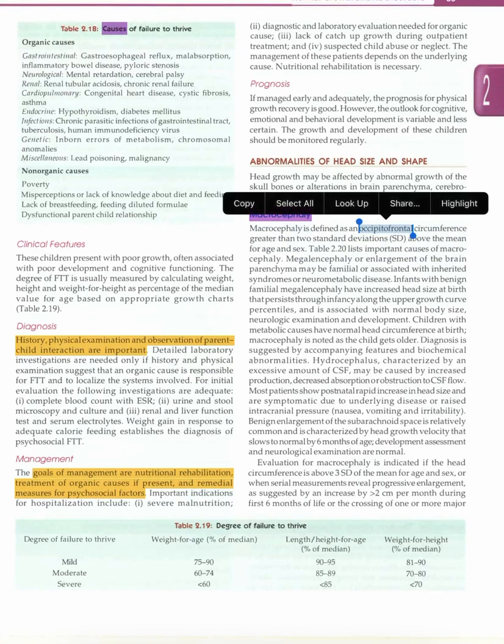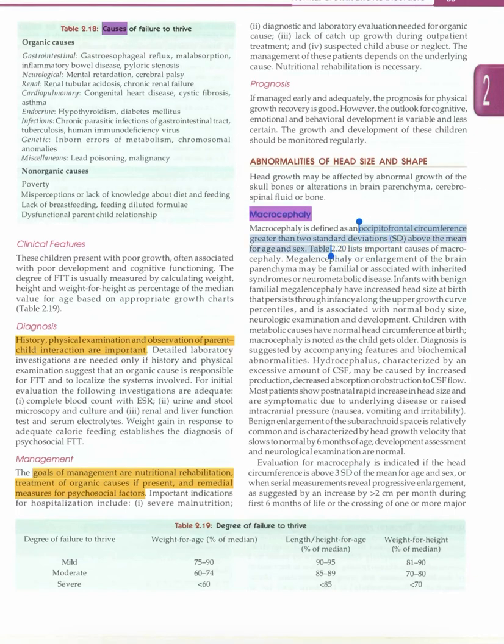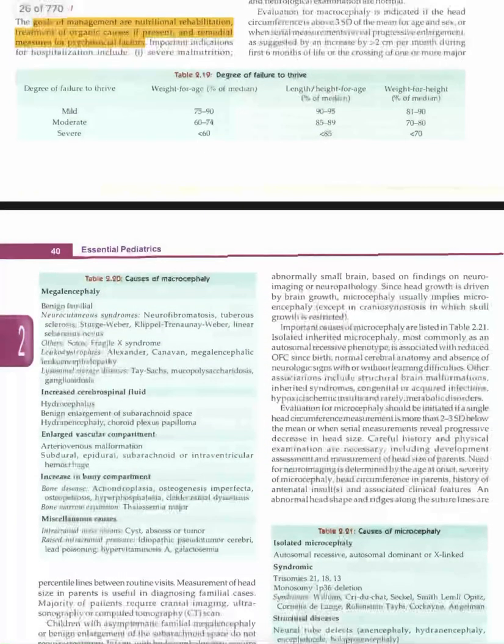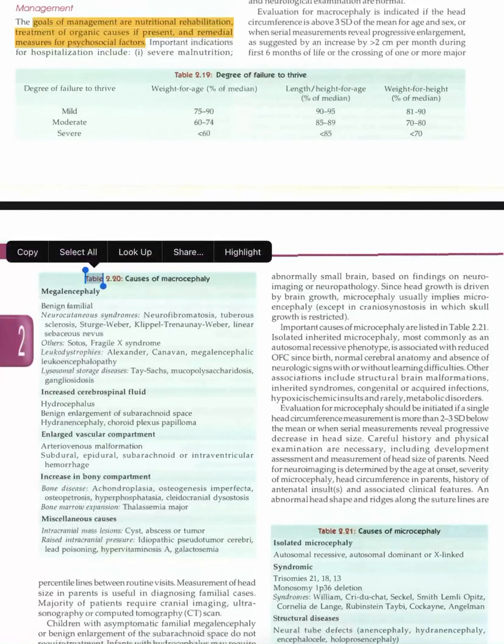Macrocephaly is also an important topic. Definition: occipitofrontal circumference greater than 2 standard deviations above the mean for age and sex. Table 2.20. Causes of macrocephaly: megalencephaly, increased cerebrospinal fluid, enlarged vascular compartment, increase in bony compartment, and miscellaneous causes.